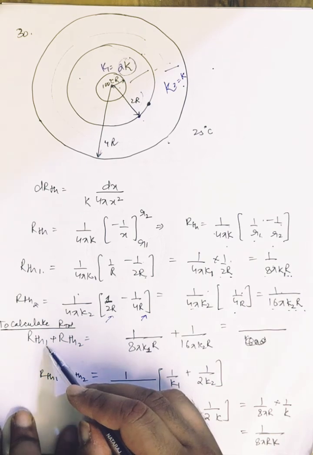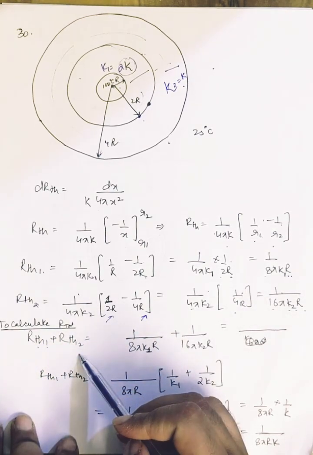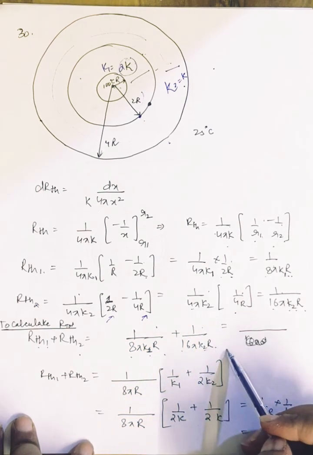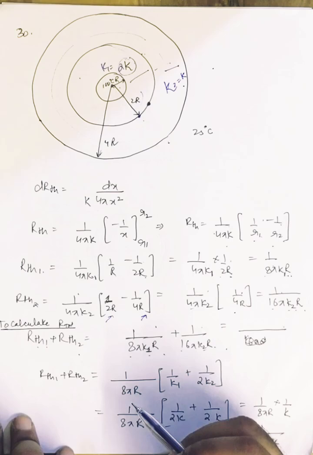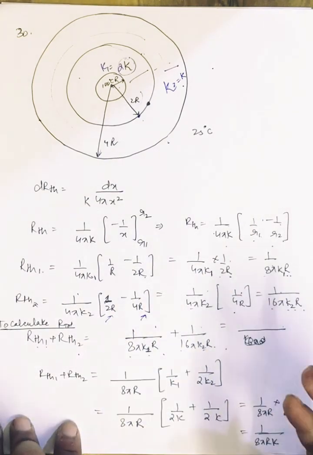Now if I add to calculate the total resistance, R thermal 1 plus R thermal 2 is 1 upon 8 pi K1 R plus 1 upon 16 pi K2 R. So I'm calculating these two. The question does not require finding this total resistance, but I have added another question just for the sake of practice, to find the total thermal resistance. That is what I'm doing, but I'll come back to what is asked.